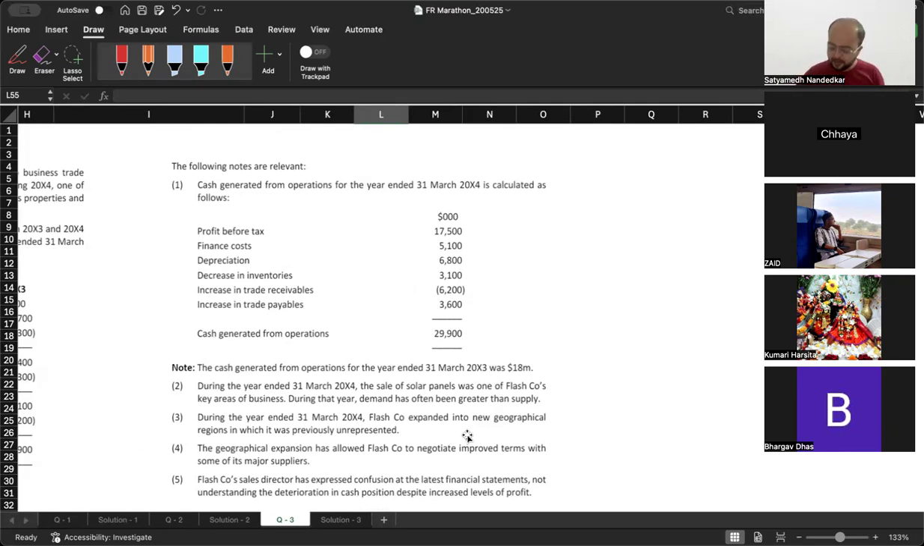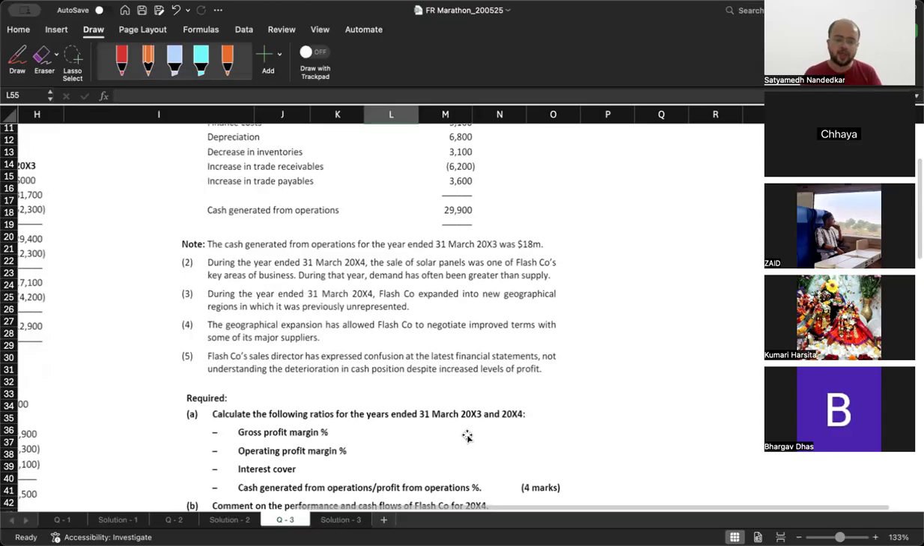Cash generated from operations for the year ended 31st of March 2004 is calculated as follows. यहाँ पे आपको करके दिया है कैश फ्लो फ्रॉम ऑपरेशंस, जिसमें PBT, add non-operating non-cash expenses, subtract non-operating incomes, change in working capital को adjust किया, and you got cash generated from operations.